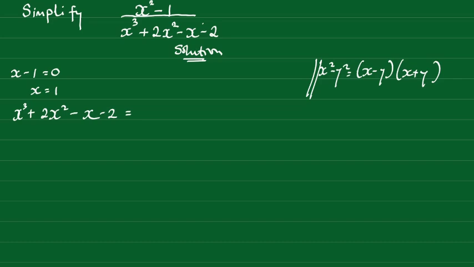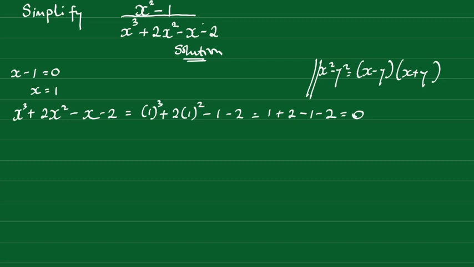Now we input 1 into x, so we have (1) raised to power 3 plus 2(1) raised to power 2 minus 1 minus 2. Now this is equal to 1 raised to power 3 gives us 1, plus 2 times 1 raised to power 2, which is 2 times 1, which is 2, minus 1 minus 2. So 1 plus 2 gives us 3, minus 1 gives us 2, minus 2 gives us 0. Now this confirms that our linear factor is correct.